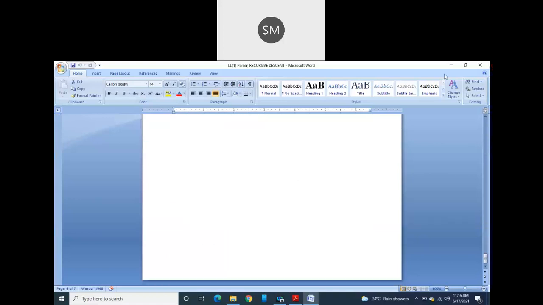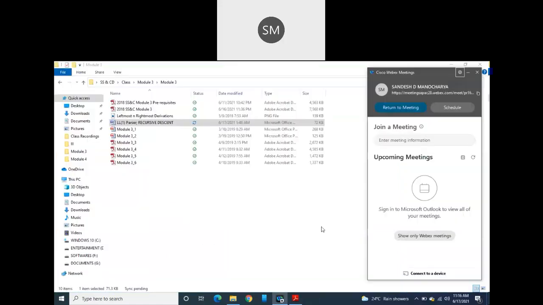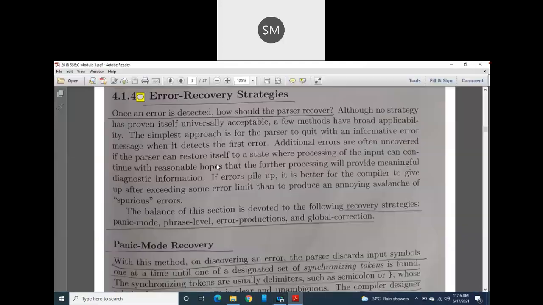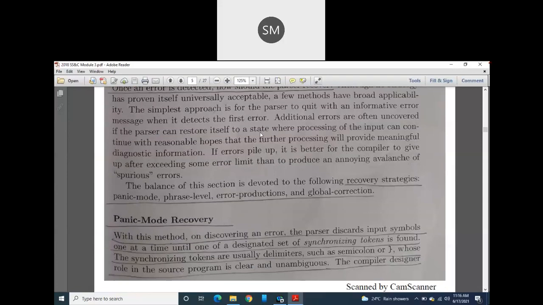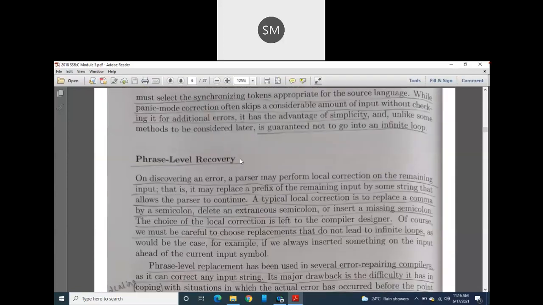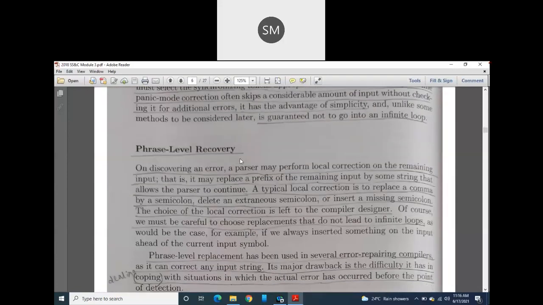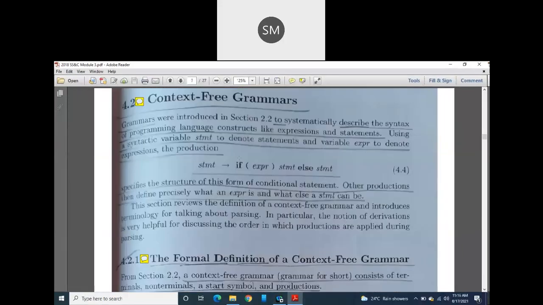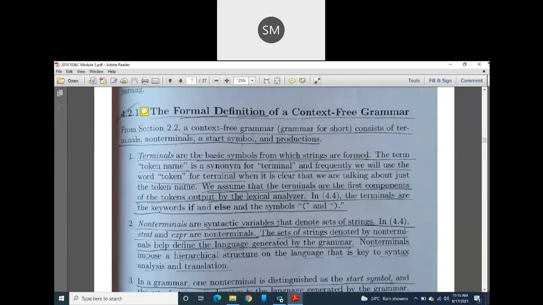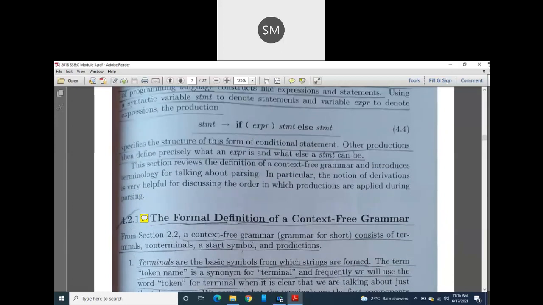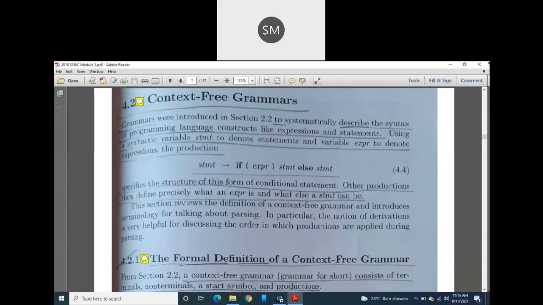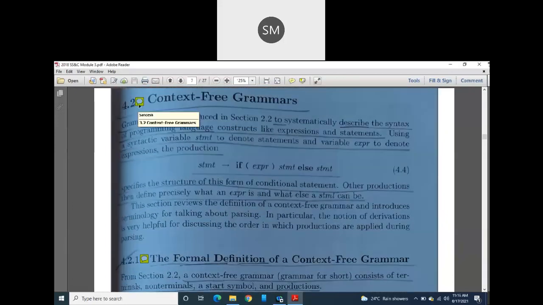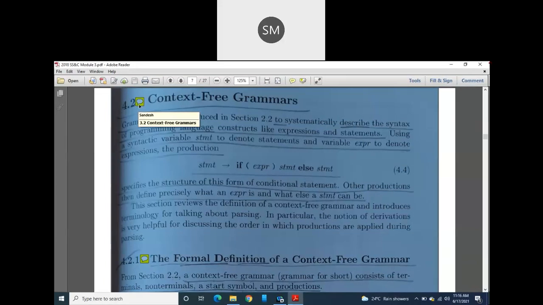Okay guys, let us go to today's topic. In the previous class, I discussed error recovery strategies. There are 3 to 4 error recovery methods: panic mode, phrase level, error productions, and global correction. These all things we have discussed, right? So today let me go to the next topic, the main topic, context free grammars. In my notes, it is 3.2, the second topic of the third module.